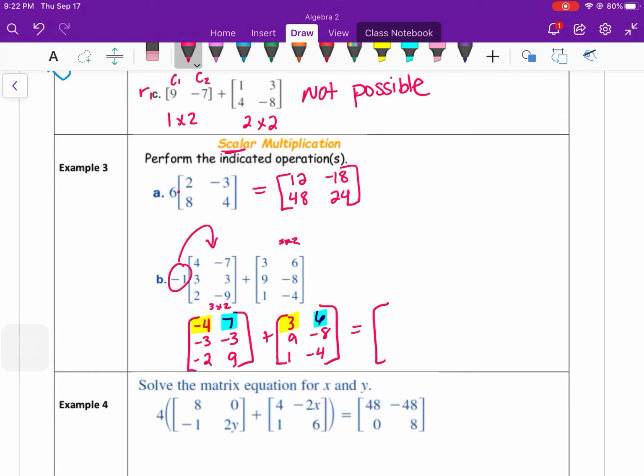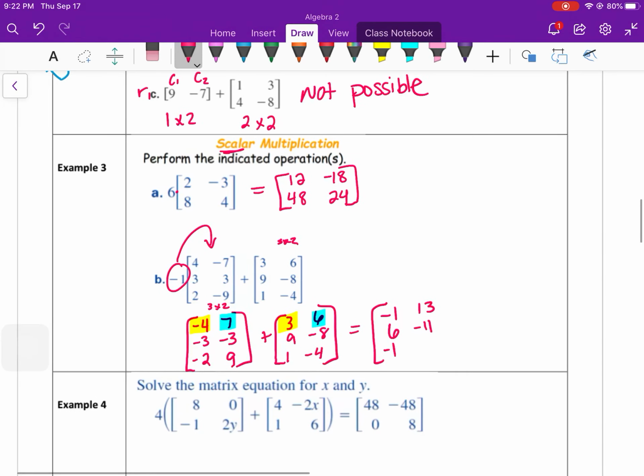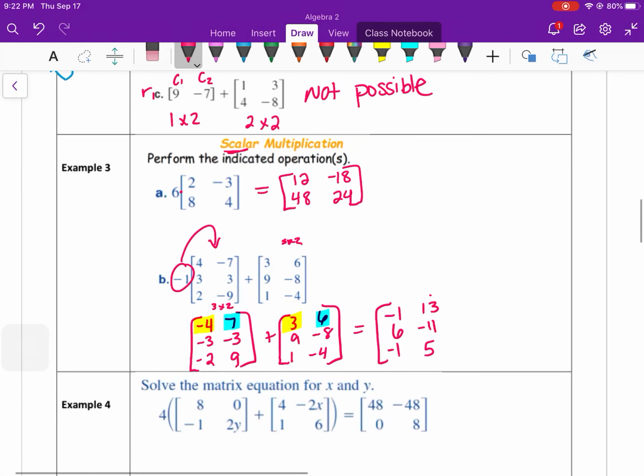So adding those, -4 plus 3 is -1, 7 plus 6 is 13, -3 plus 9 is 6, -3 plus -8 is -11. Really testing my mental math skills here. -2 plus 1 is -1, and 9 plus -4 is 5. So there we are.